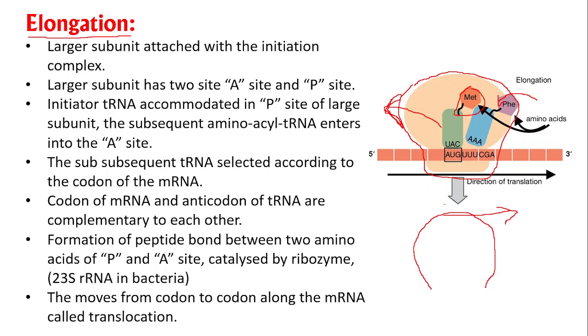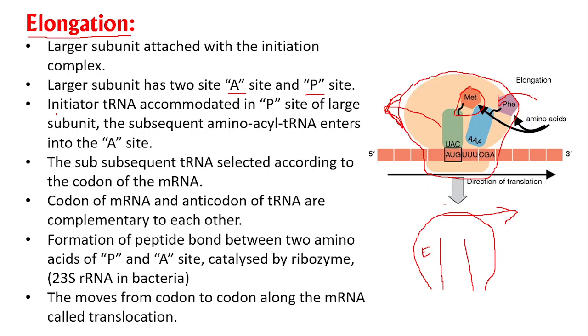See, if this is the larger subunit of the ribosome, it will have 3 regions, as given in the explanation part. The larger subunit of the ribosome, attached with the initiation complex, has 2 sites, A site and P site. Actually, it will be having 3 sites, that is E site, A site and P site. E site, A site and P site, EPA sites it will be having.